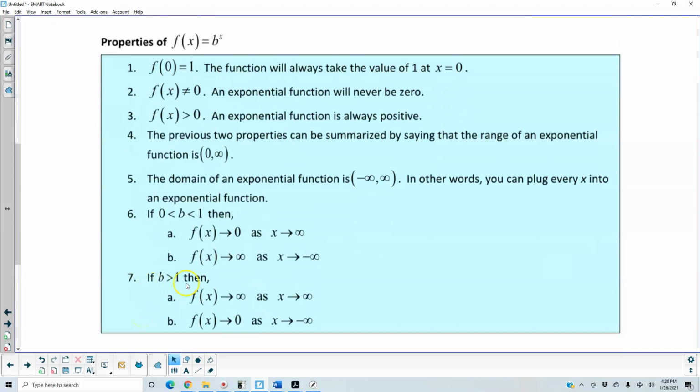Now, if b is greater than 1, then the function approaches infinity as x approaches infinity, and if f of x approaches 0, then x approaches negative infinity. So let's talk about that.